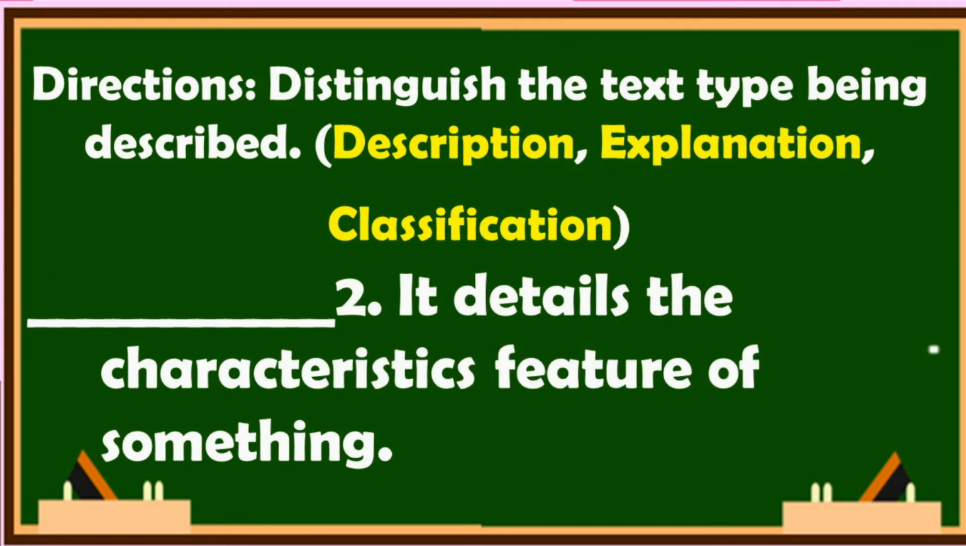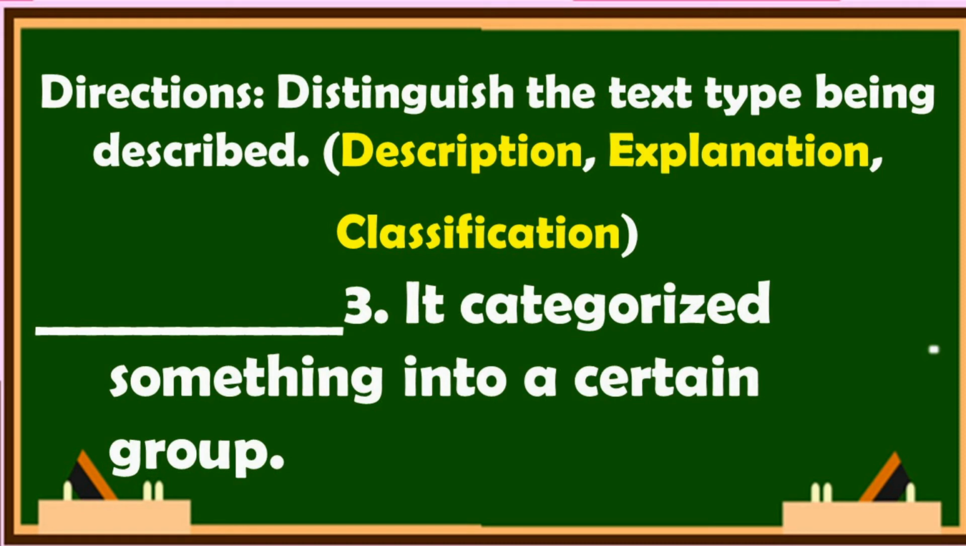Number 2, it details the characteristic features of something. The correct answer is description. Number 3, it categorizes something into a certain group. What do you think is the correct answer? Yes, the answer is classification.